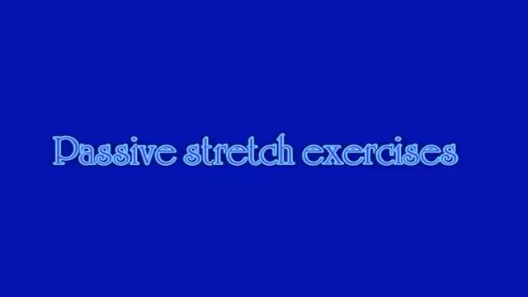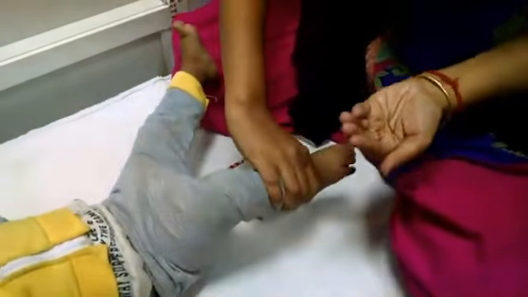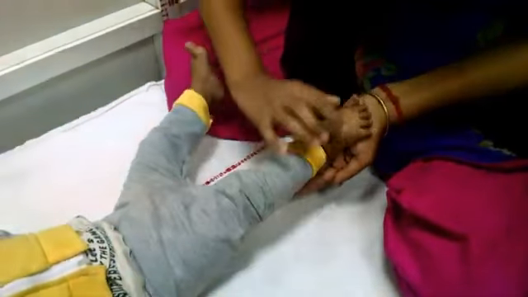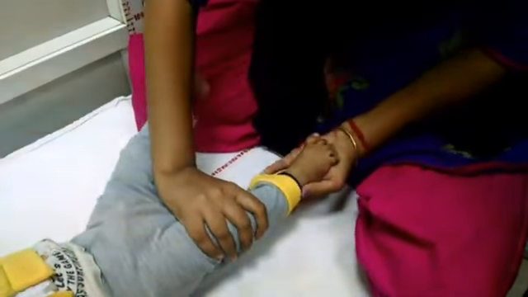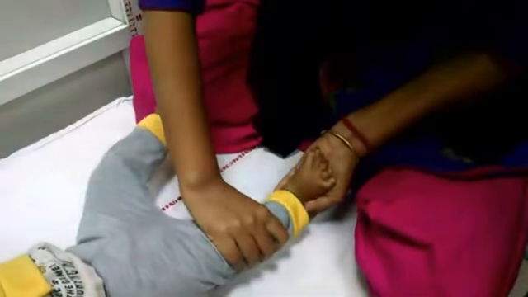Now let us learn how to provide passive stretch exercise in improving baby's tone and preventing development of contractures. Place the baby comfortably on a flat surface and hold the baby's ankle from below with one hand and gently push it upwards and keep it in the upright position for some time, and repeat the activity a few times before alternating to the opposite side.